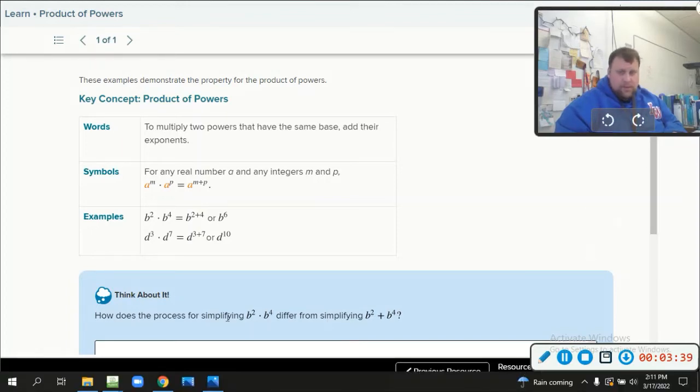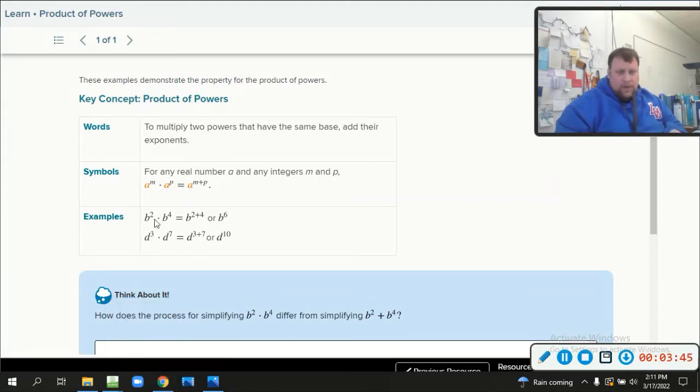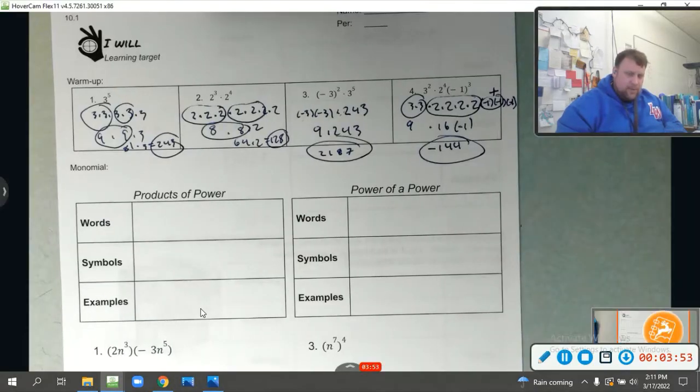All right, I'm assuming you paused it. I'm moving on. We're going to go down below. So notice what all we're doing. b squared times b to the 4th is just b to the 2 plus 4, or b to the 6th. Right? Worked out perfectly. So let's do some examples now.